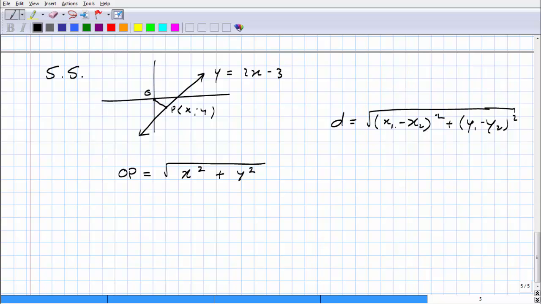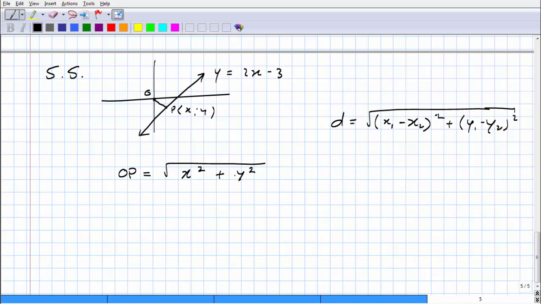So they want the distance, it says the closest to the origin. So we want to minimize this distance. So the distance needs to be minimized. Now, that means we have to differentiate. But what do we differentiate with respect to? Well, we can't differentiate with respect to x and y. So we've got to think now.